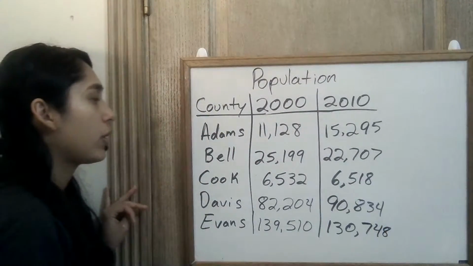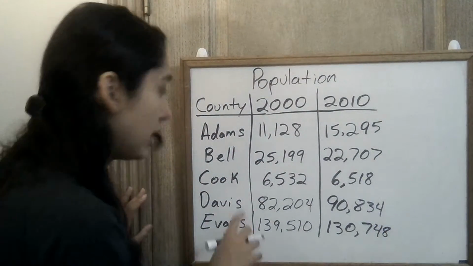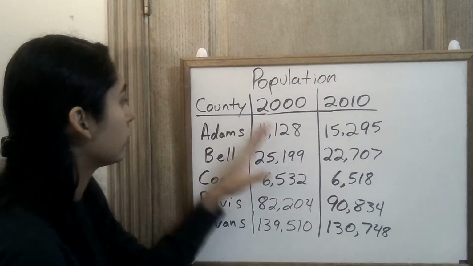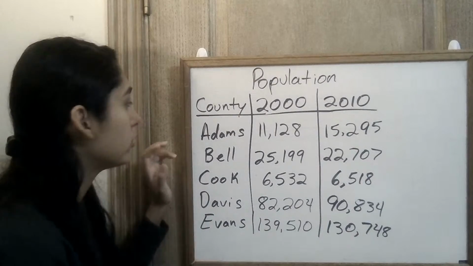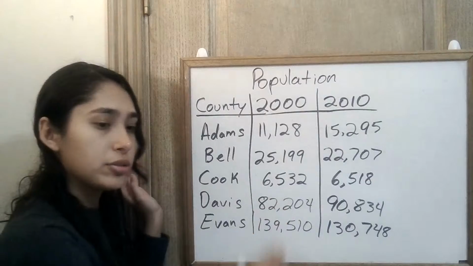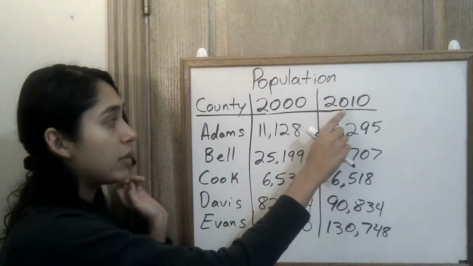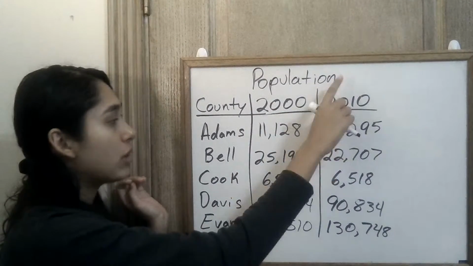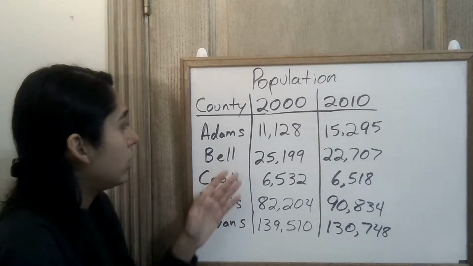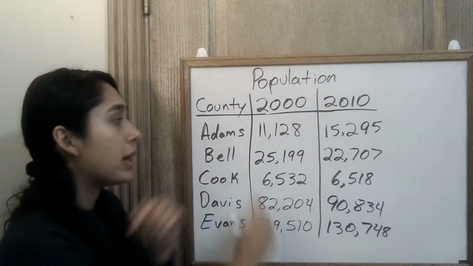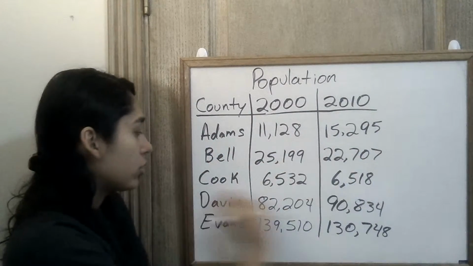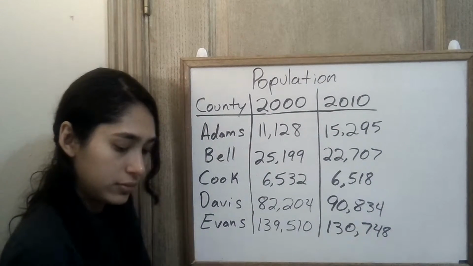Okay, so in this table, we use the column and also the row titles. I know that everything in this column is going to be about the year 2000 because that's my label. My label in this column is 2010, so everything here is from 2010. Now, also with rows. The label right here is Adams. So I know everything in this row is talking about Adams County. Same thing with Bell, Cook, Davis, and Evans.